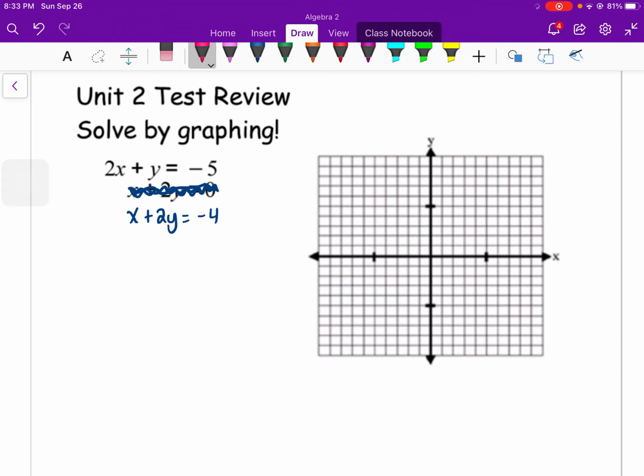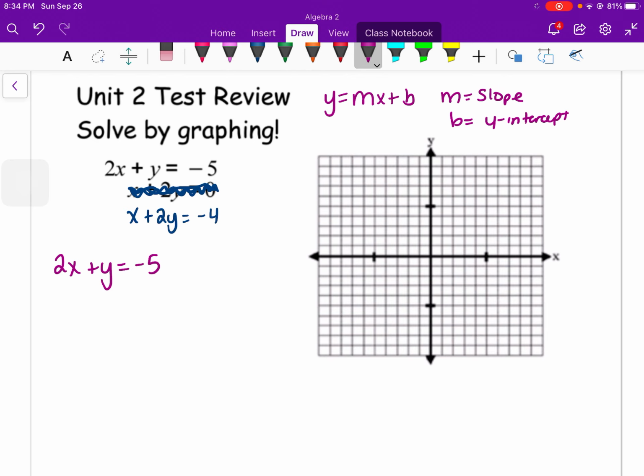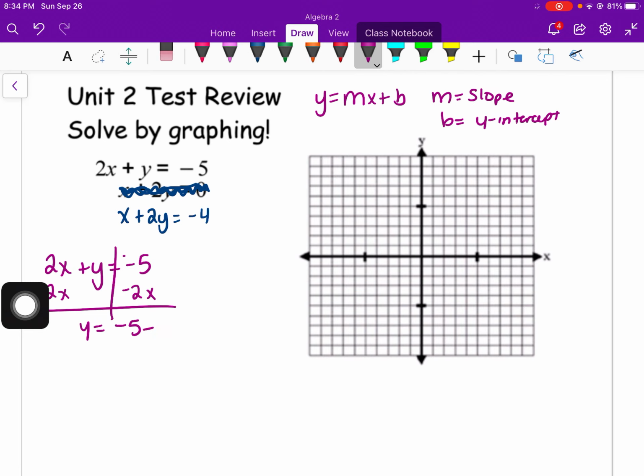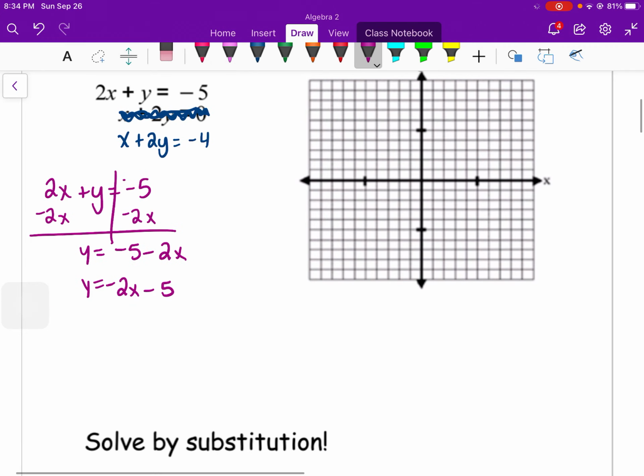All right, so now to solve by graphing, I want it to be in the form mx plus b, because then I can graph using m as the slope and b as the y-intercept. So if I take 2x plus y equals -5, I'm going to start by solving this for y. I'm going to subtract 2x from both sides, and I get y equals, now remember, this is a whole number 5 and an x term, so I can't combine these. So you either just write it as -5 minus 2x, or if you want it in the correct mx plus b, it would be -2x minus 5, so flip-flopping those.